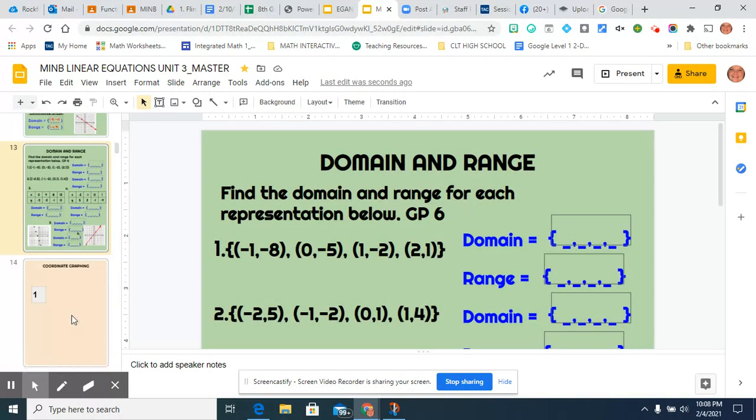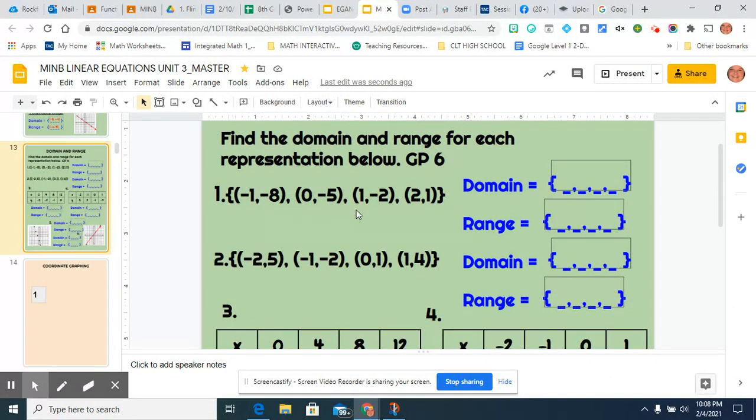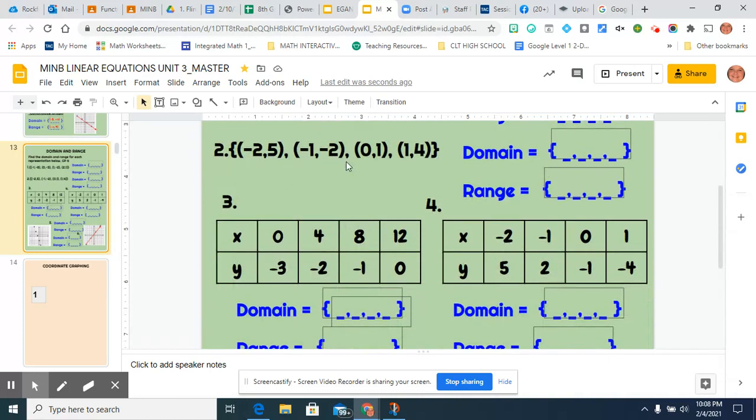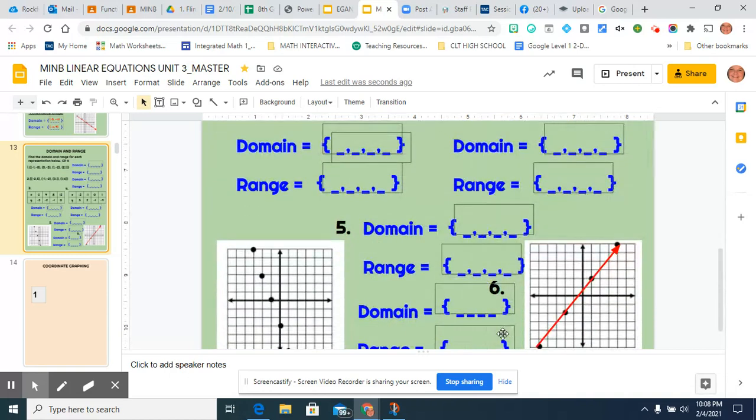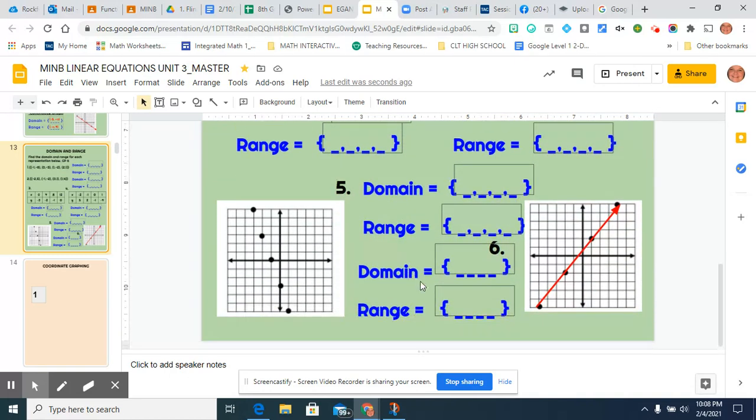So the next thing you need to do for today is you need to do your guided practice page, which is slide 13. And you can see here, it's just asking you to do the same thing we just did in the examples above. Find stuff for ordered pairs, tables, and then 2 sets of graphs. One's discrete and one's continuous. And that is it for domain and range.